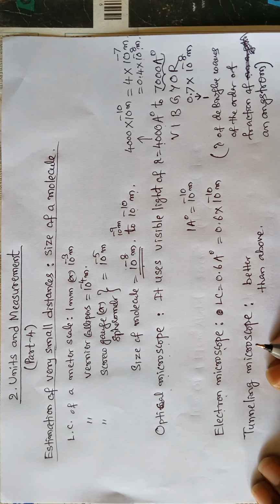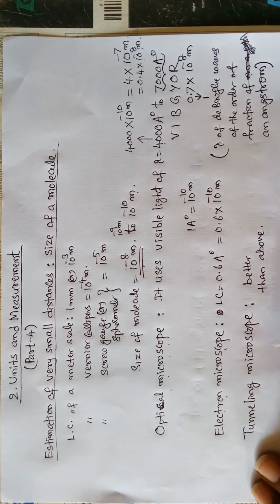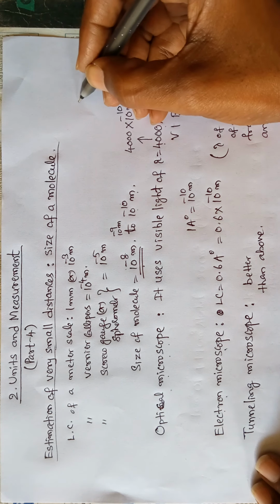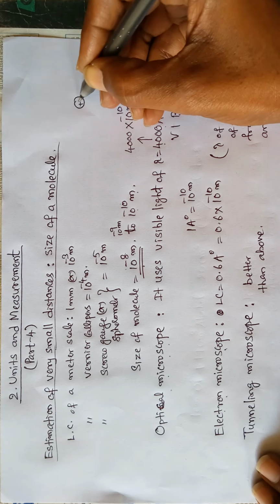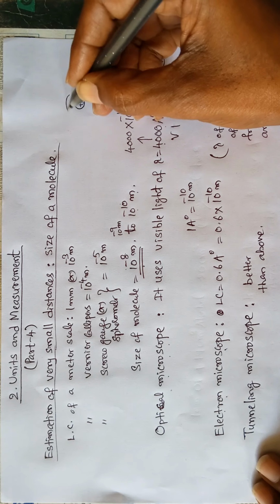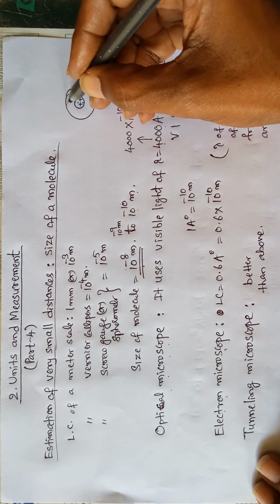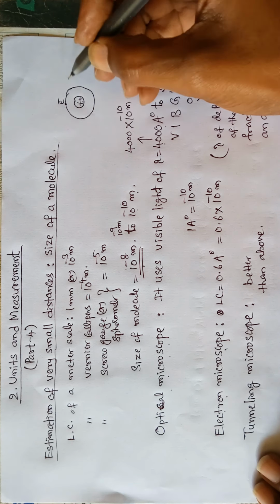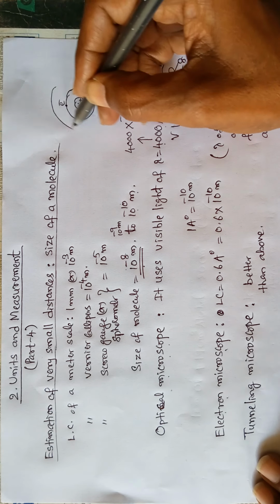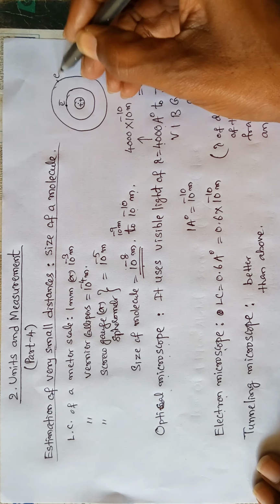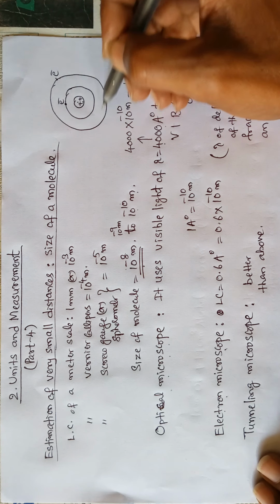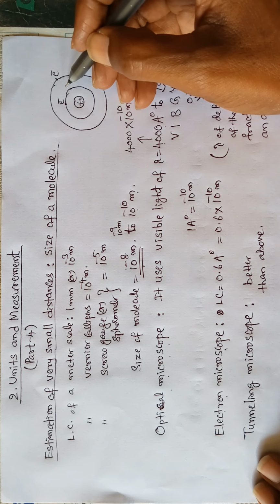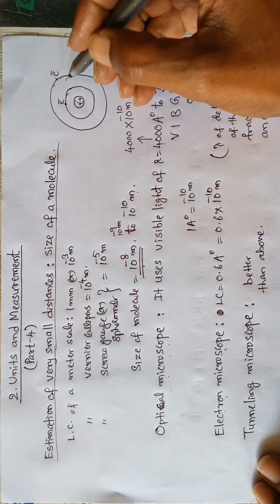See here, around the nucleus of an atom, protons and neutrons are there. Around the nucleus, electrons will be moving in various orbits. So in the orbit, electrons are moving very fast. Therefore, de Broglie waves are produced.